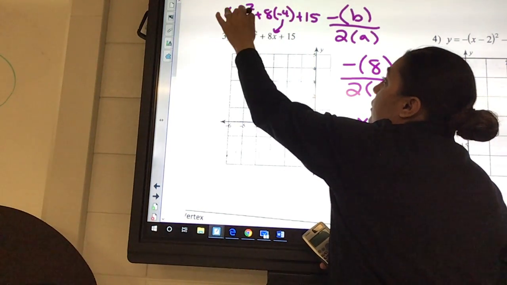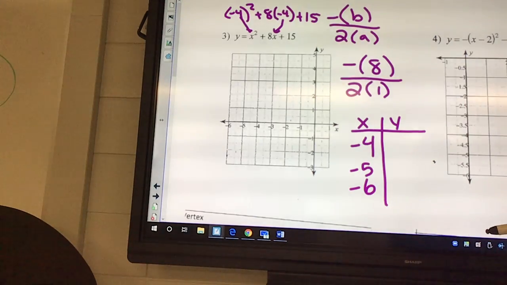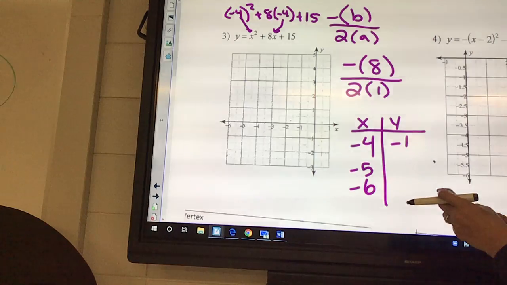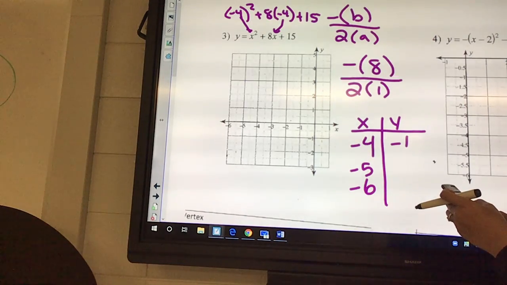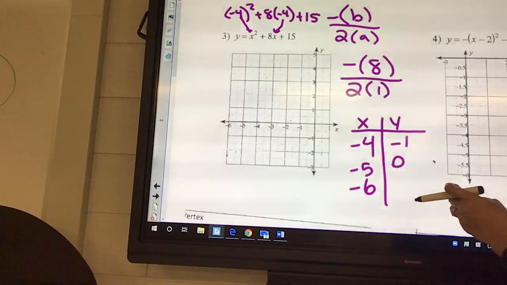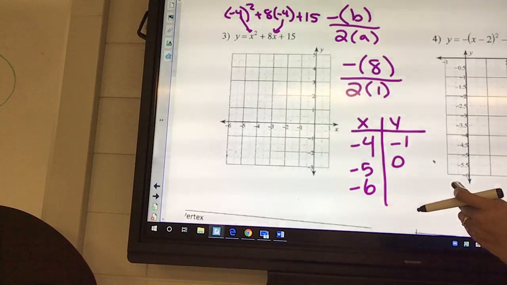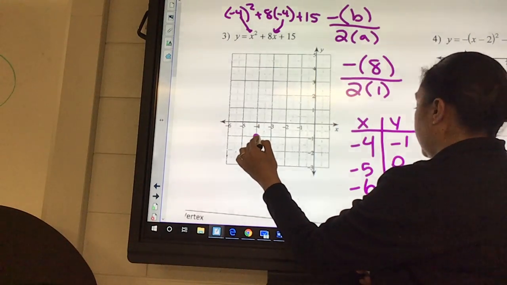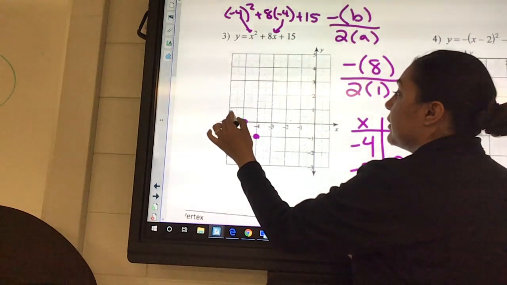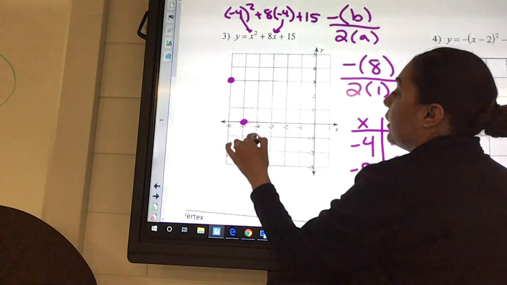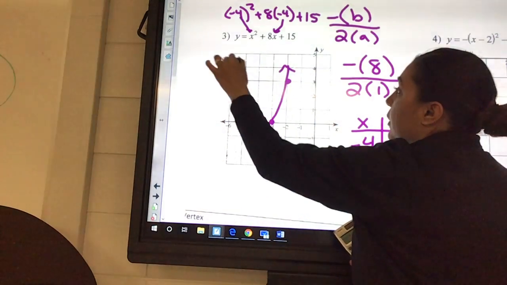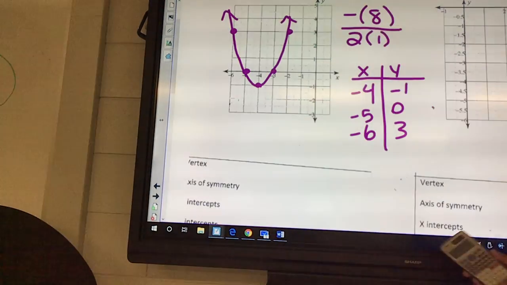You can see that there's only 2 x's, one right there and right there. So -4 squared plus 8 times -4 plus 15. You should get -1. Zero. And 3. Okay, so we got -4, -1; -5, 0; and -6, 3. And so we can map our graph over to the other side. As I said, feel free to pause. So there's our graph.